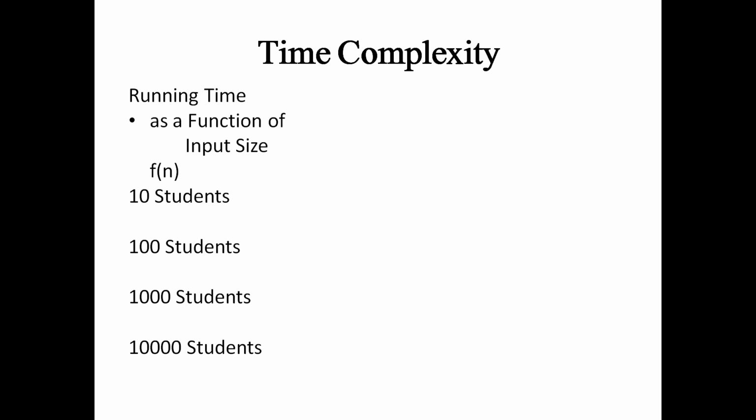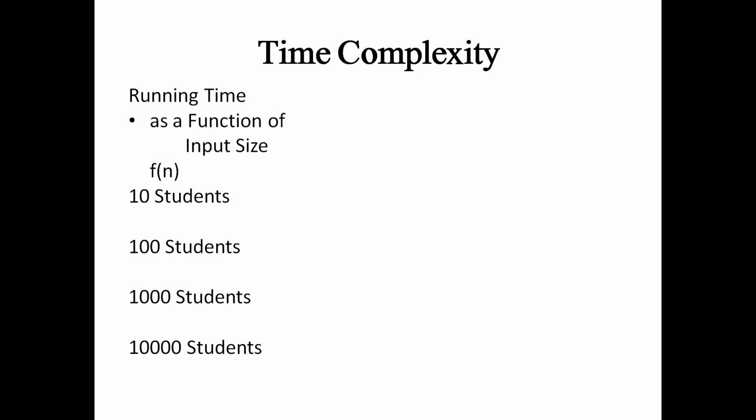So observe this carefully. Input size keeps changing, keeps increasing: 10, 100, 1000, 10,000. The actual time may vary depending on the machine, but what we really care about is how the running time grows as input size increases. That growth rate is what time complexity measures.